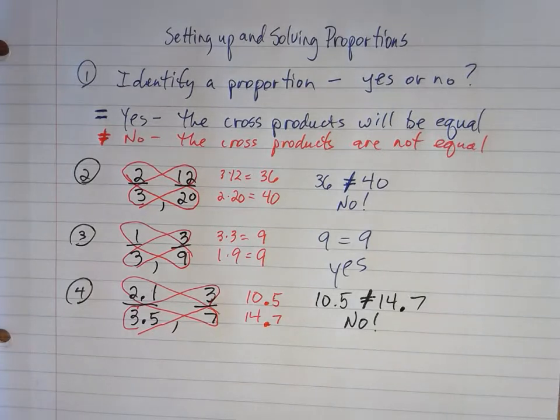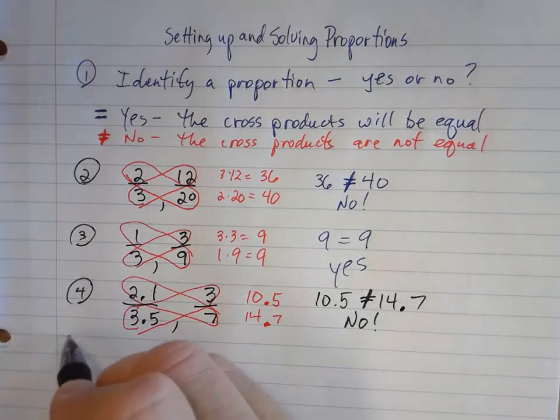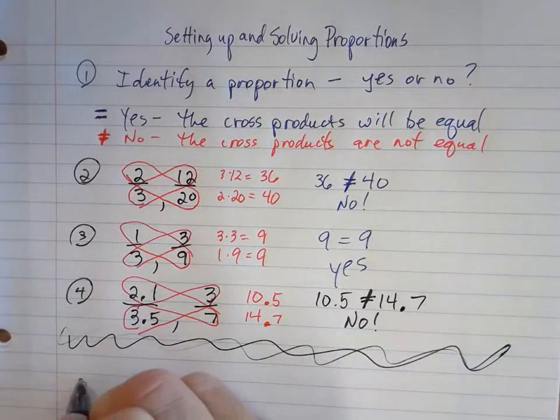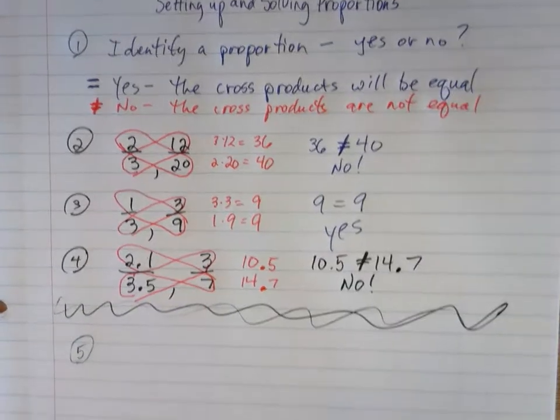Now we're going to find and solve some proportions. So you can make a little line here on the paper. All right, you can make that noise too if you want to. Probably can't make it as good as I can though.